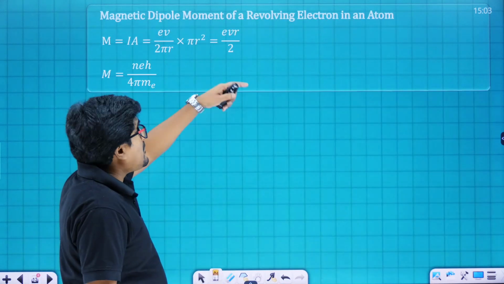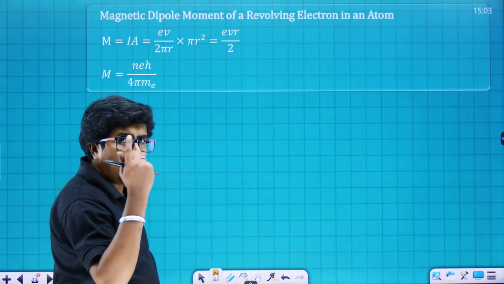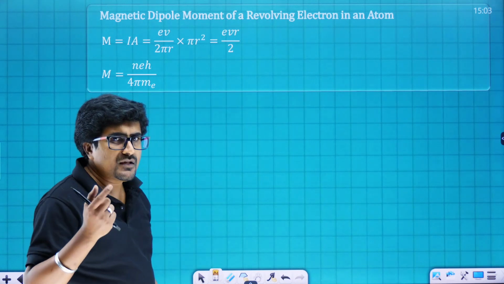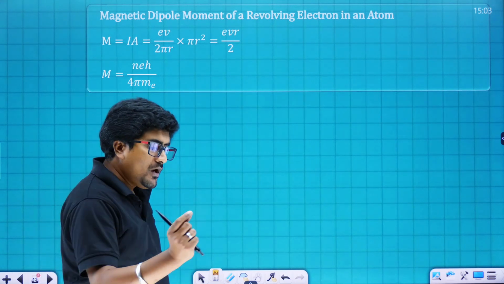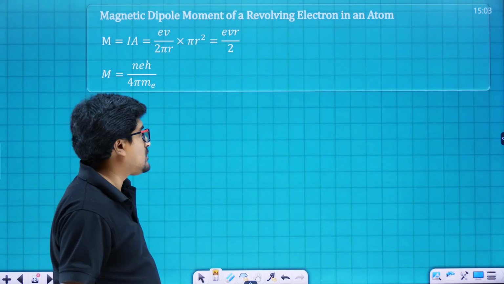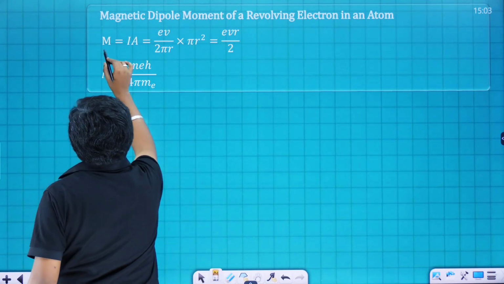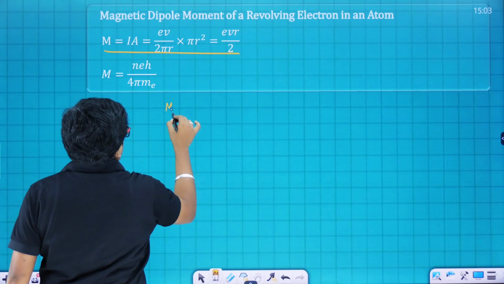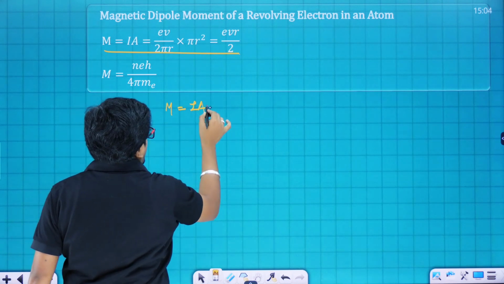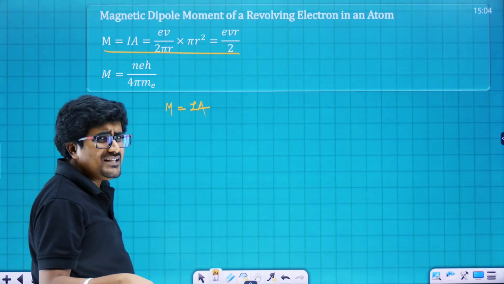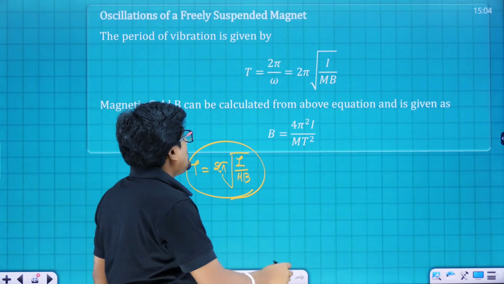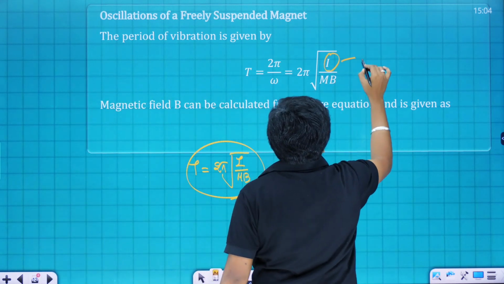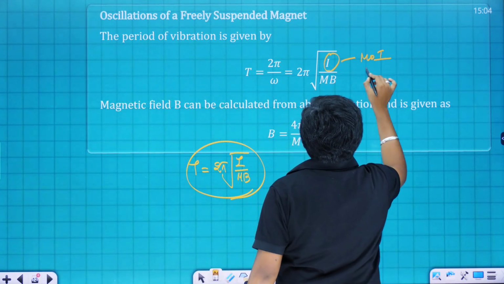Now, if I am having an electron moving in a circular orbit, that gives exactly the same impact as a current carrying conductor in a circular loop. In that case, what could be the magnetic moment? Capital M, that is again basic expression I into A only, where I is the current and A is area of cross section. Always remember one thing, in this case it is not moment of inertia.